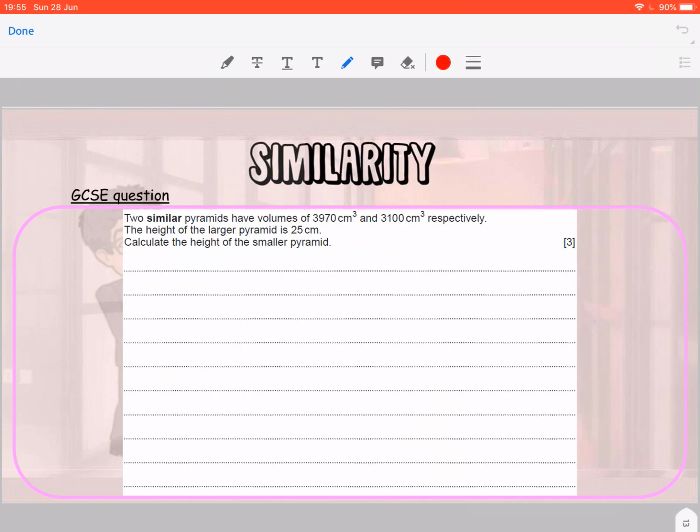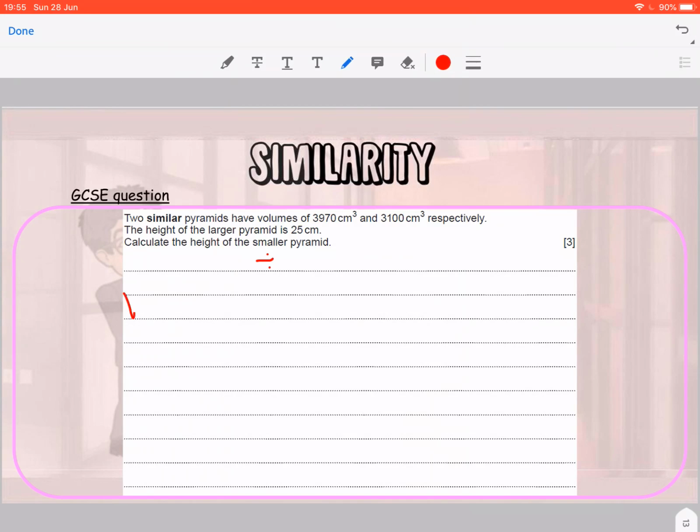Right then, so hopefully you finished that now. Two similar pyramids with volumes 3970 and 3100. I've been given two volumes, so I know my volume scale factor in my head already. The height of the larger pyramid is 25 centimeters. Calculate the height of the smaller pyramid. So we're going to be dividing, because we're going to be making our larger height smaller.